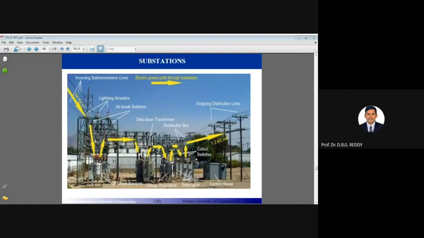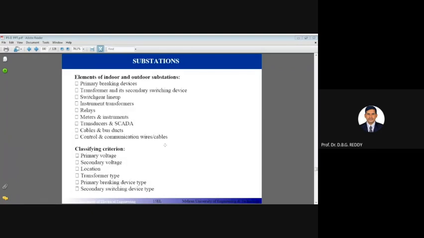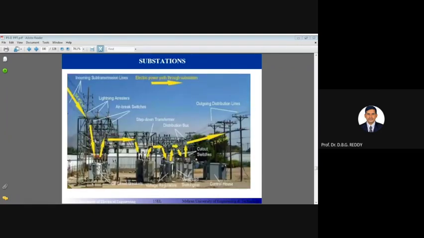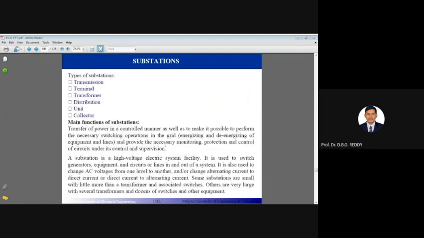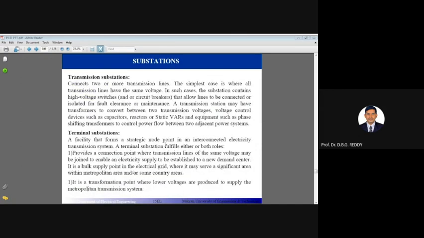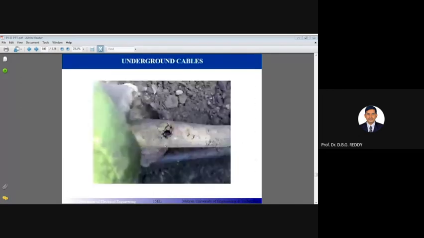These are the various components in the substation. You can see the distribution transformer, lightning arrester, incoming feeders, outgoing feeders, and clearly the oil circuit breakers, voltage regulators and control panels. You can see the diagram. These are the substations, and now we will see some more slides.